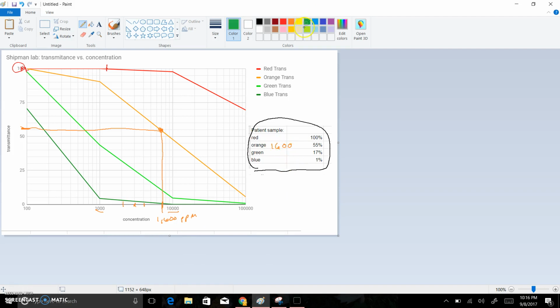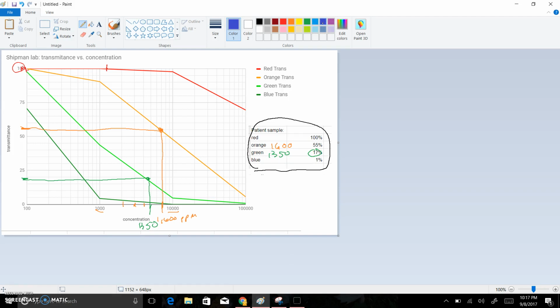Now I'm going to go to my green. My green is at 17%. So here's my 25, so it's 5, 10, 15, here's my 17-ish, we'll say. My green line is this one here. So according to that, it might be 1,000, 1,100, 1,200, 1,300, so I'm going to say 1,350. 1,350 parts per million according to my green.